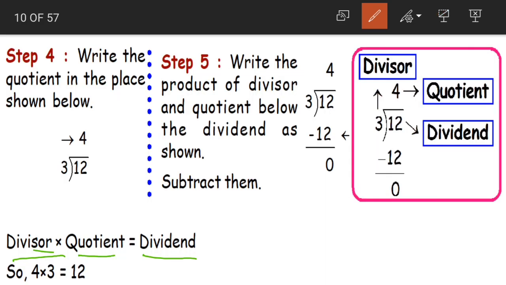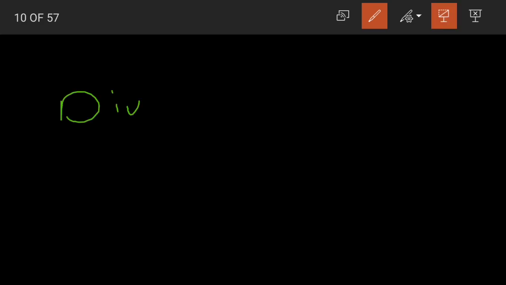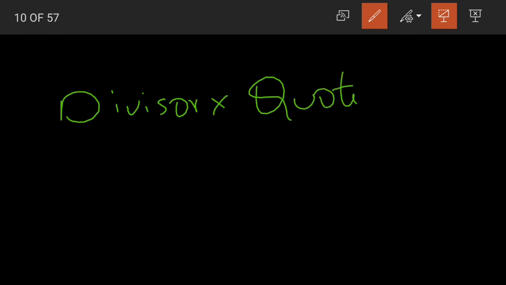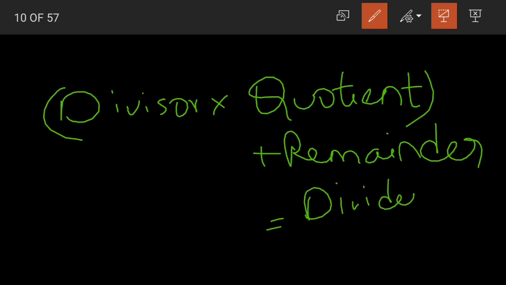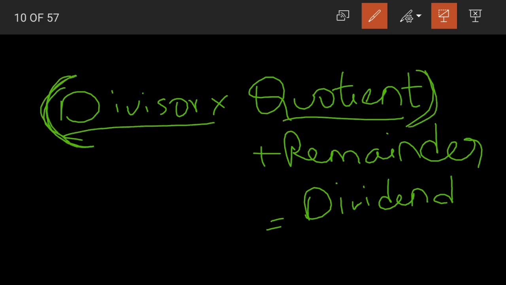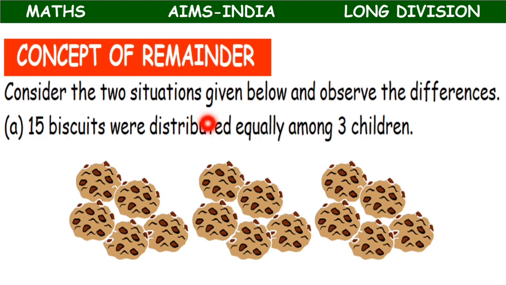What is the statement? Remember this, children: divisor into quotient, plus actually after divisor into quotient we'll have remainder as well. Divisor into quotient plus remainder is equal to our dividend. Clear, children? The statement divisor into quotient, remember to put these two in brackets. Then we have plus remainder is equal to dividend.